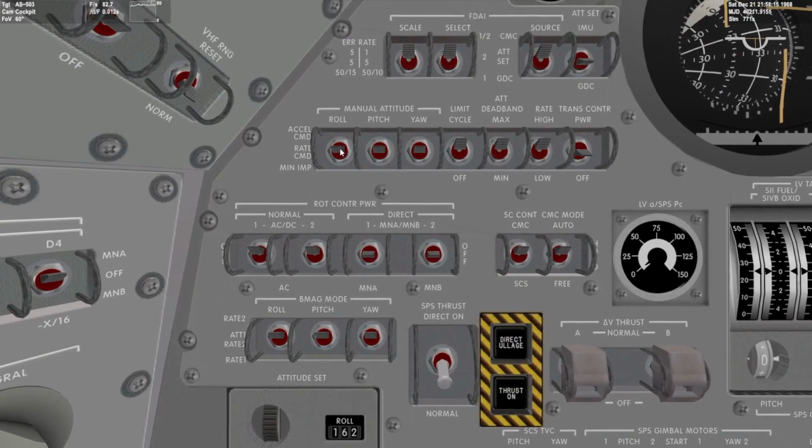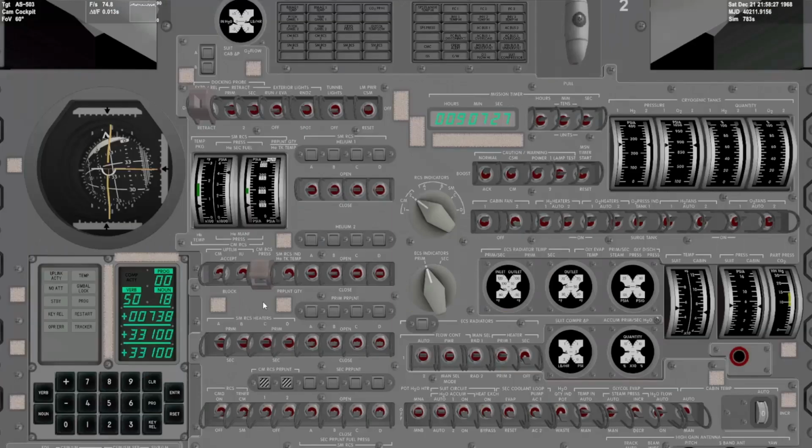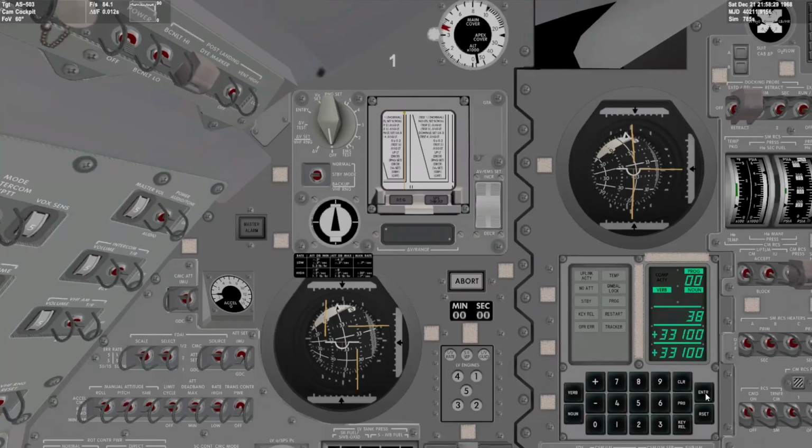We're going to go ahead and set manual attitude roll to accelerate command, or accel command. We're going to switch the spacecraft to SCS control. We're going to cage the BMAGs, put them in the middle position at 1, rate 2. We're going to switch back over to the computer here and hit enter to leave the auto maneuver screen. And we're going to initiate a 0.1 degree per second roll rate. Translation, rotation. Make sure we're in rotation.